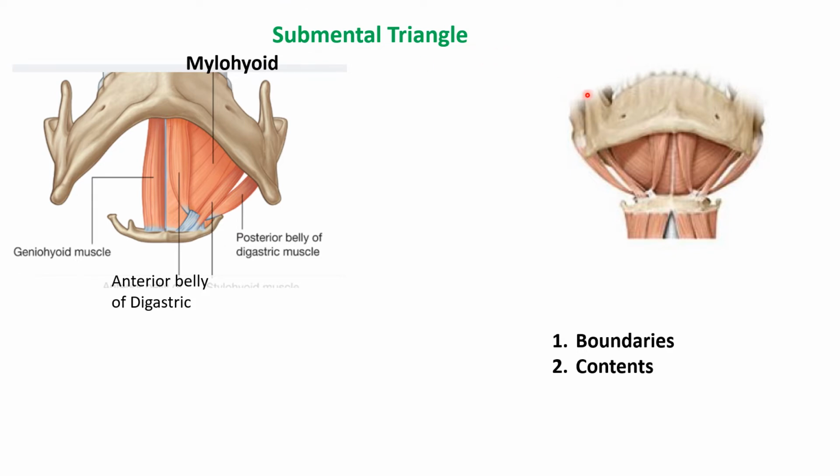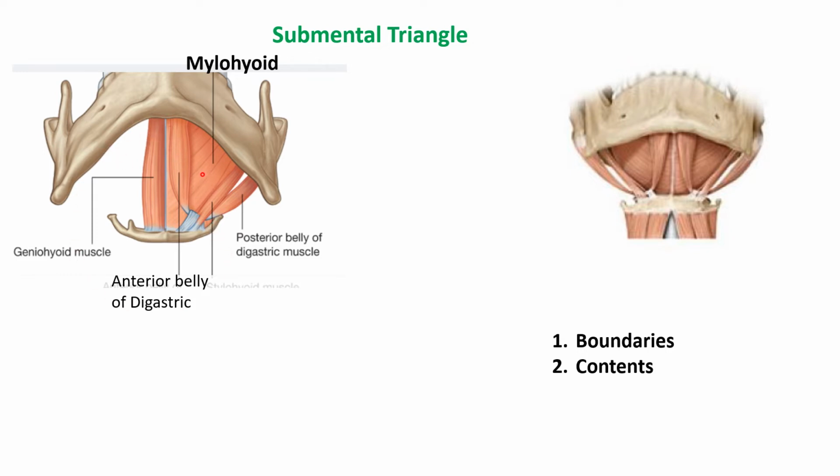It's a single triangle. Its boundaries are the anterior bellies of digastric on both the sides, and the body of hyoid bone, which forms its base. The apex is at the chin, or the symphysis menti. The floor of the triangle, this area, is formed by the mylohyoid muscle. Now, the mylohyoid muscle is like a diaphragm. It is separating two important regions, that is, the neck from the oral cavity.